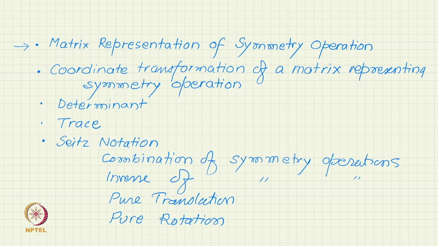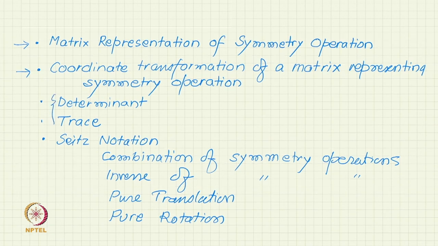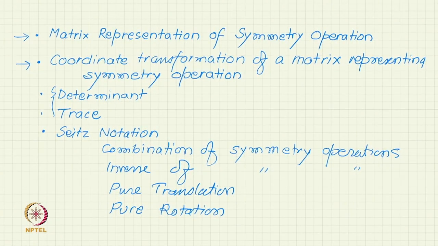So, now the question is that the coordinate transformation matrix Q was transforming a vector from one coordinate system to another coordinate system. But once you look at the matrix representation of symmetry operation, that is a different kind; it is also a matrix, but it will also transform during the coordinate transformation. And how that will behave under coordinate transformation, we will look at in this second point. Then the determinant and trace of the symmetry matrix will also be important, and we will look at that. And then finally, we will introduce an interesting notation called Seitz notation for the symmetry operation. So, let us look at them one by one.